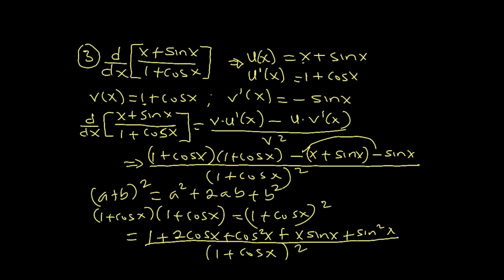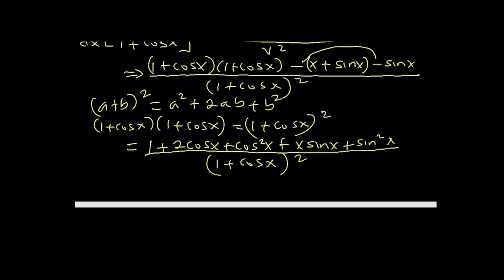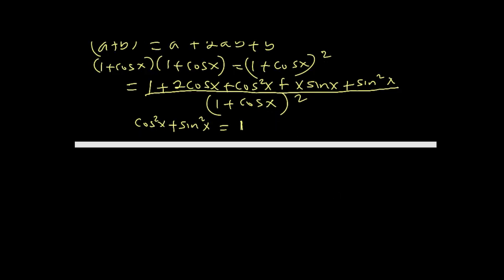The next thing to do is to look for the terms that can be added and do that. Let's do that. So this will be equal to, we must note that cos squared x plus sin squared x is 1. It's a trig identity. So if you do that, we're going to have 1 plus 2 cos x, and then plus this one, cos squared x plus sin squared x, that's plus 1, and then plus x sin x over the denominator.